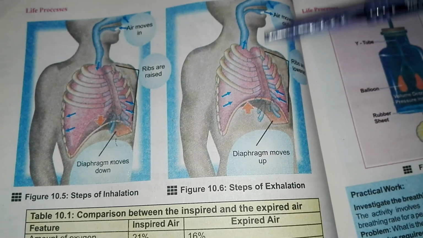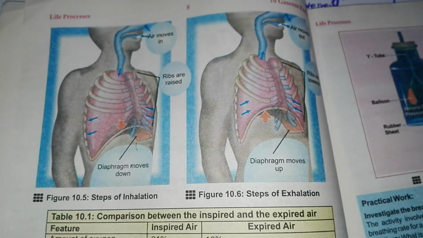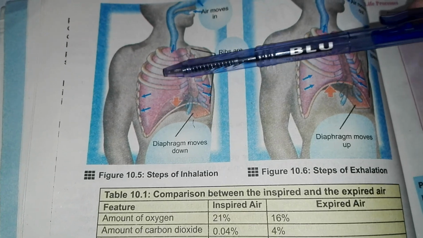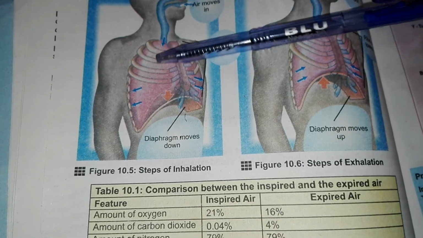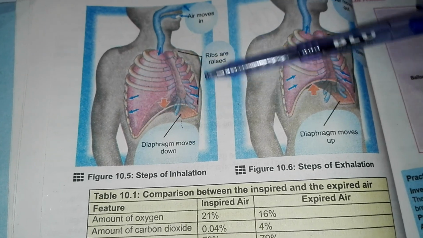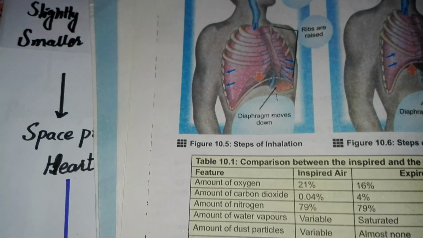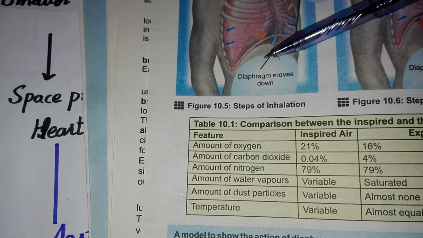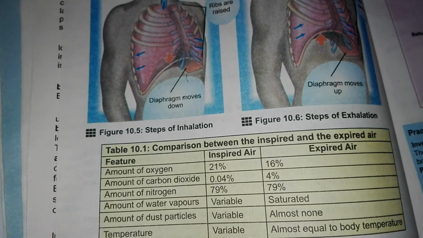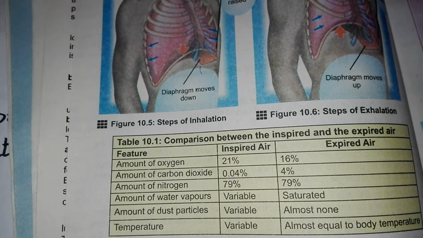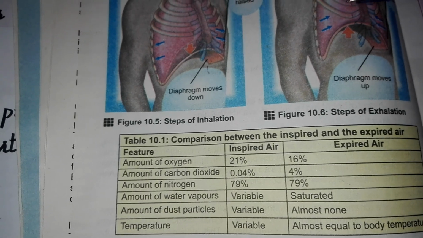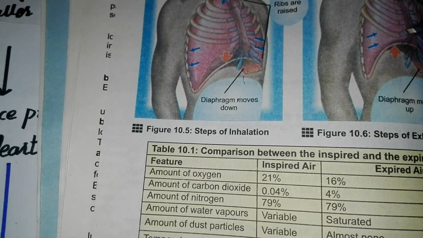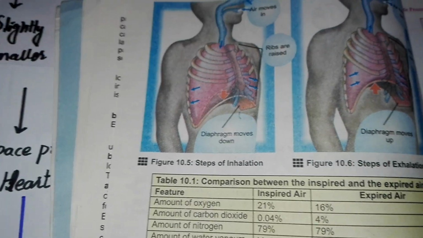When the air moves out, the diaphragm moves up. The diaphragm is present below the lungs, and the lungs are protected by the 12 pairs of ribs. You can see here the ribs which protect the lungs, and when the air moves in, the lungs expand and the rib muscles are raised, and the diaphragm moves down. When the air moves out, the rib muscles are lowered and the diaphragm moves up, and the muscles of the lungs contract. So we can see here both diagrams.